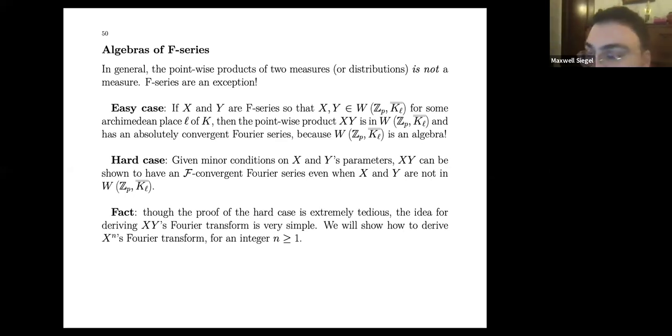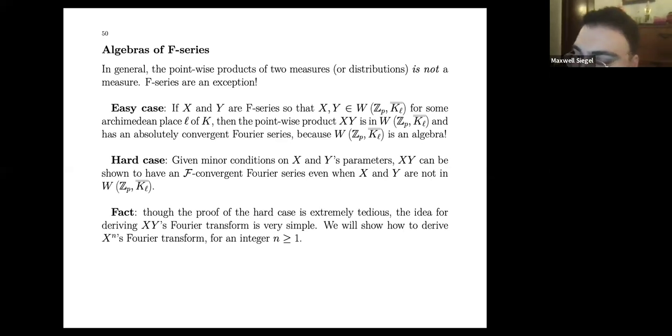Indeed, in the easy Archimedean case, if x and y are two F-series over K that belong to a p-adic Wiener algebra for some Archimedean place L, the pointwise product of x and y will also be in that algebra, because that's what it means to be in an algebra.